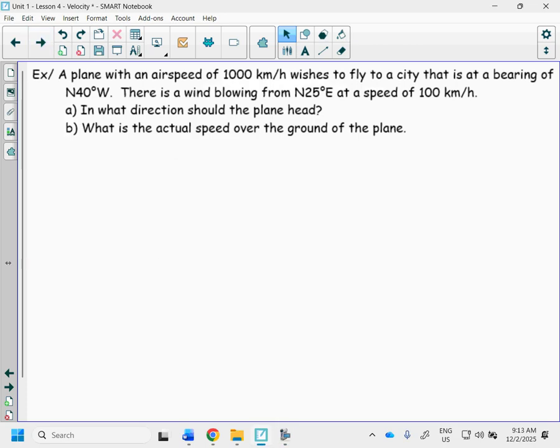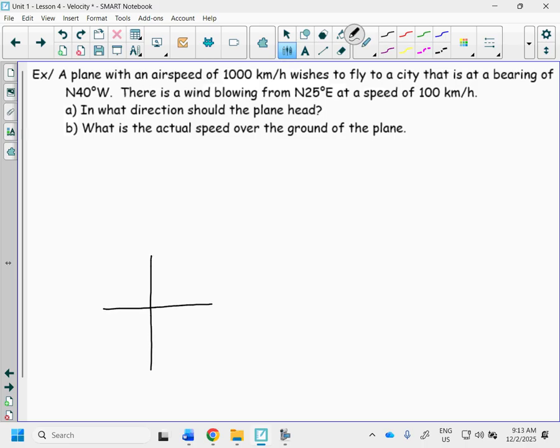The plane with an airspeed of 1,000 kilometers an hour wishes to fly to a city that has a bearing of north 40 west. There's a wind blowing from north 25 east at a speed of 100 kilometers an hour. Okay, so what's going on here? We need a compass. So it's actually aiming this way at 1,000 kilometers an hour. But the wind is going to blow it toward where it wants to end up at, which is actually this way.